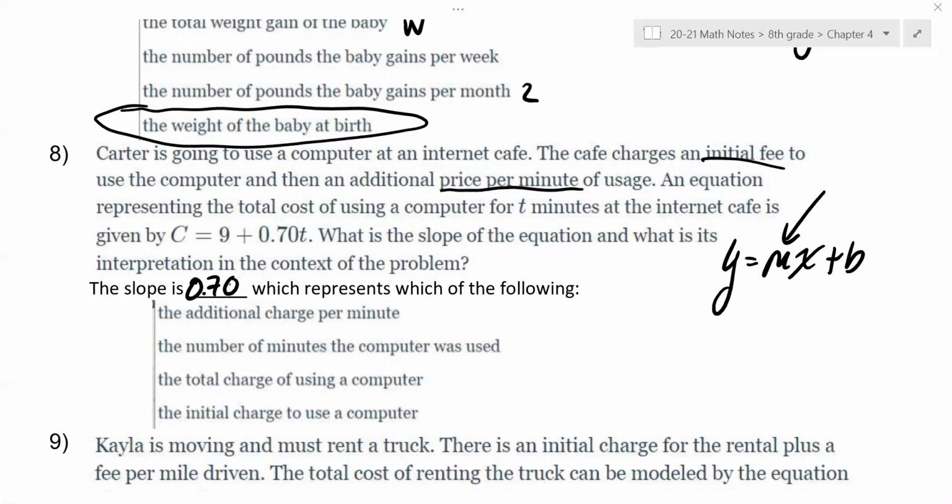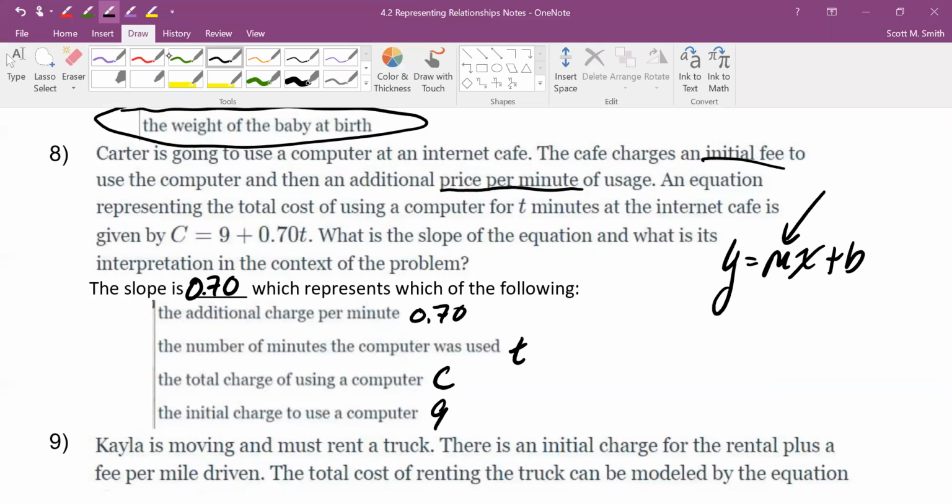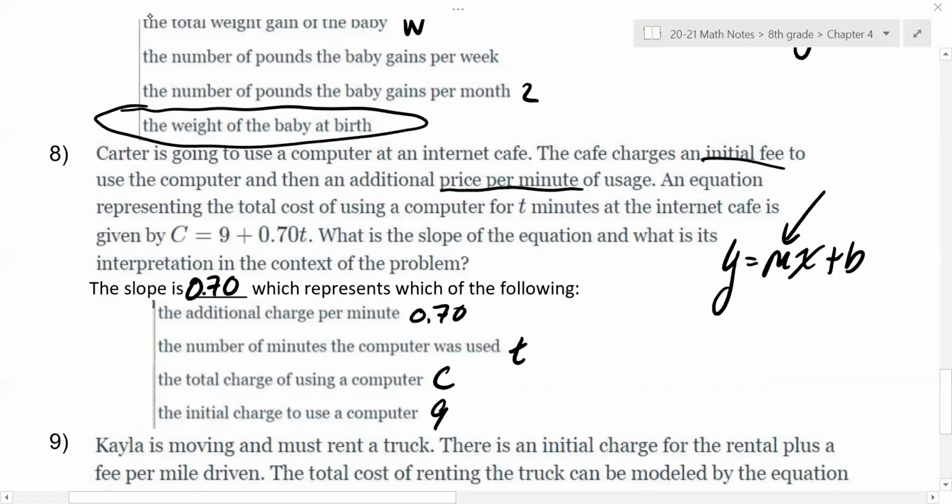The additional charge per minute, the number of minutes the computer is used, and the total charge of the use of the computer? No, because that's $9, the initial fee. The total charge, no, that's actually C. The initial charge of use of the computer, no, that's $9. The number of minutes the computer was used, that's going to be T. And the additional charge per minute, that's going to be 0.70. So the correct answer for this one would be the additional charge per minute.